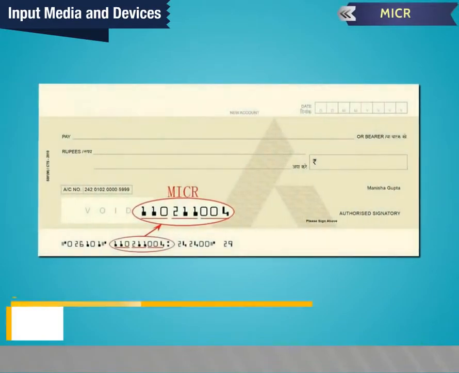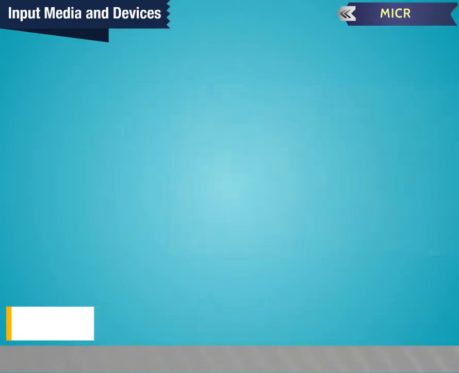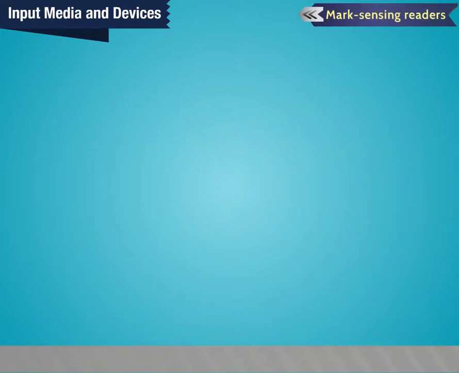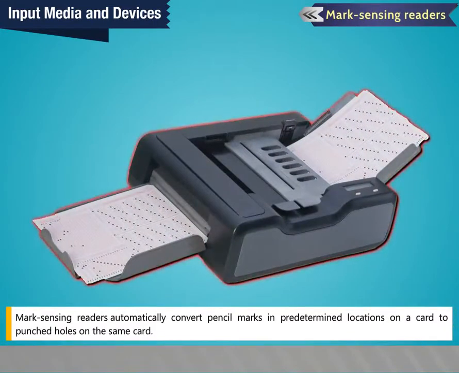MICR. MICR translates the special fonts printed in magnetic ink on checks into direct computer input. Mark sensing readers. Mark sensing readers automatically convert pencil marks in predetermined locations on a card to punched holes on the same card.